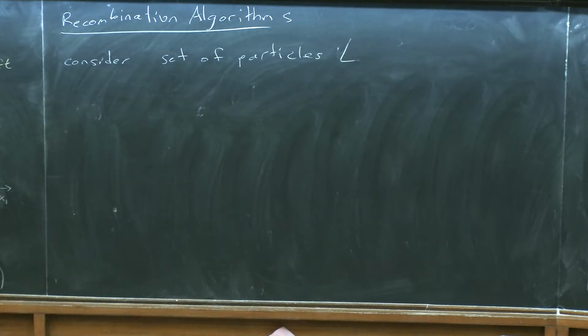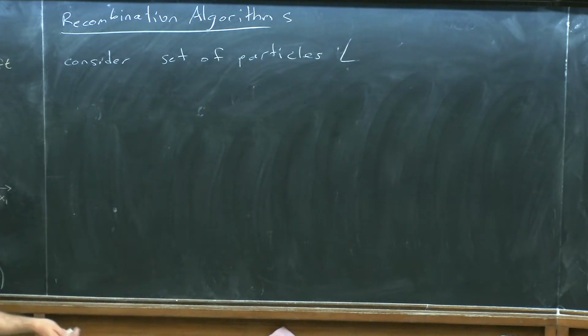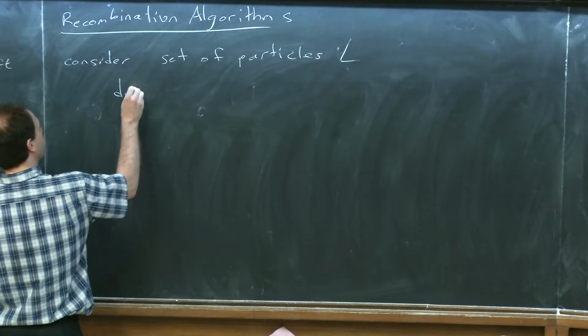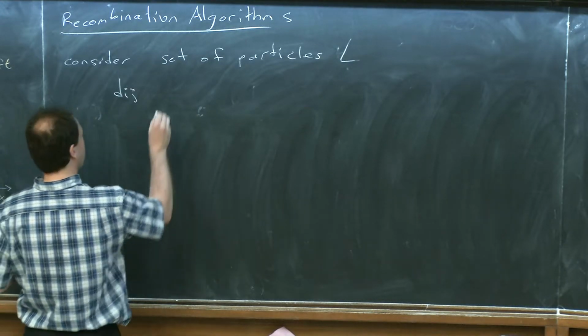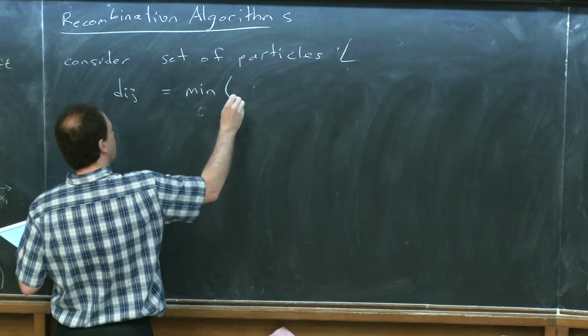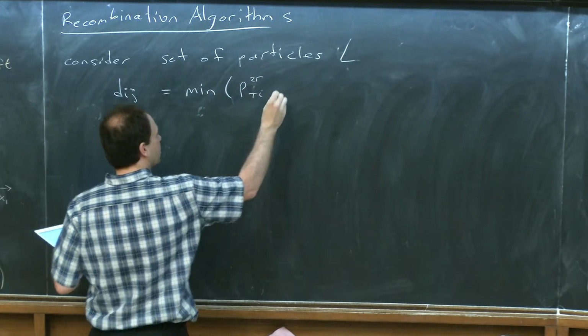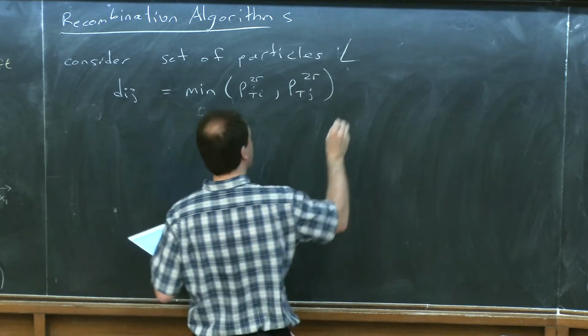So we consider a set of particles L. It has to be equally applicable to experiment and to theory. So it could be partons, quarks, and gluons for theory. It could be hadrons or calorimeter cells for experimentalists. And then we calculate various distance measures between the particles. So if we have two particles, i and j, we can calculate a distance between them. There are different definitions, but here's the most common set of algorithms that people are using.